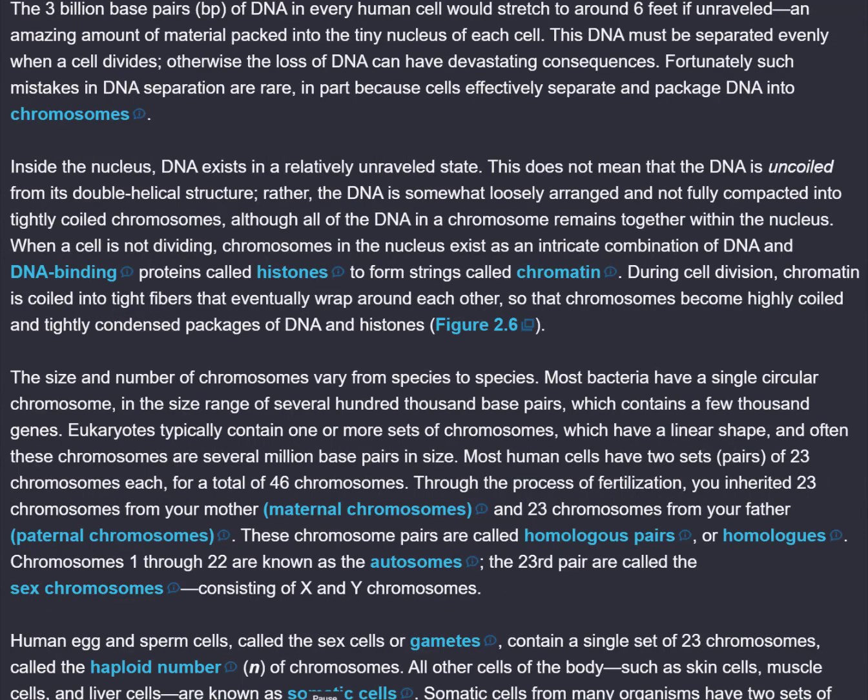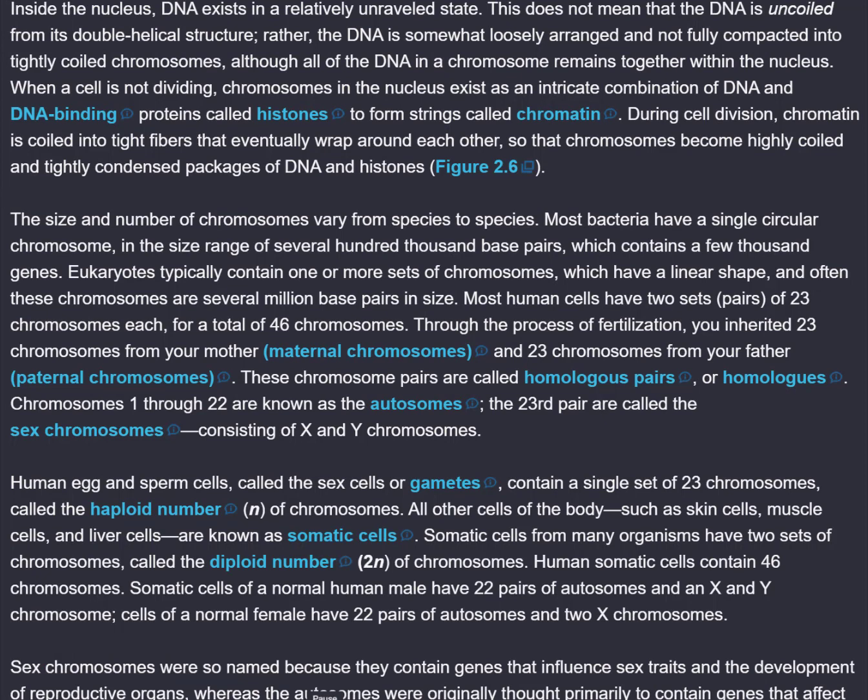The 3 billion base pairs, BP, of DNA in every human cell would stretch to around 6 feet if unraveled, an amazing amount of material packed into the tiny nucleus of each cell. This DNA must be separated evenly when a cell divides, otherwise the loss of DNA can have devastating consequences. Fortunately, such mistakes in DNA separation are rare, in part because cells effectively separate and package DNA into chromosomes.